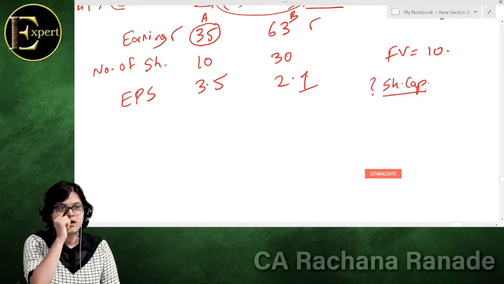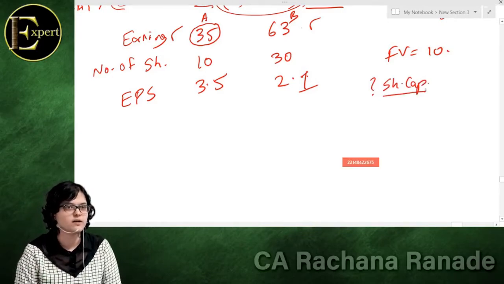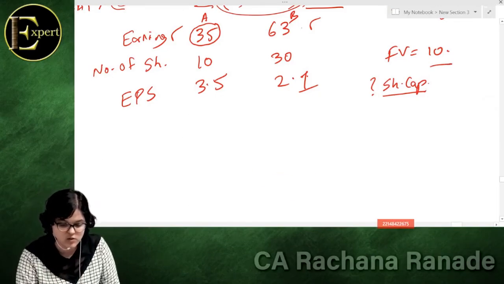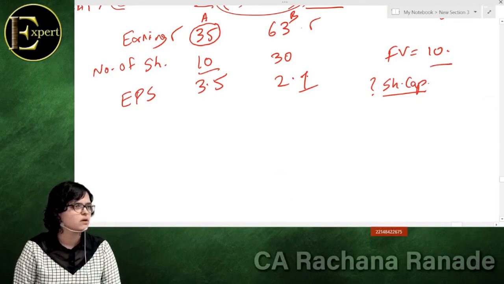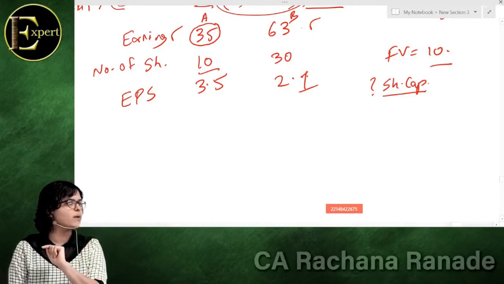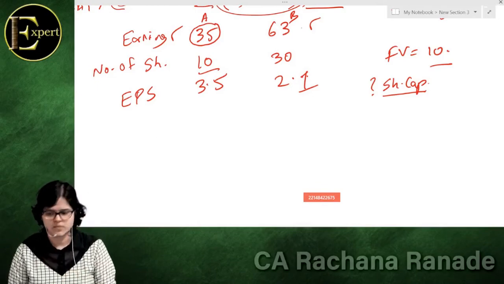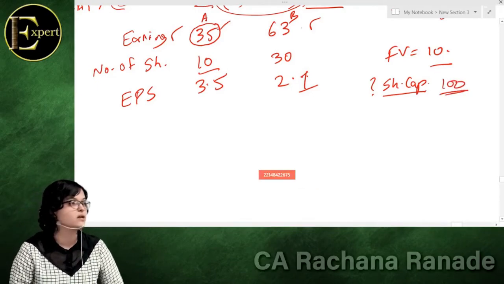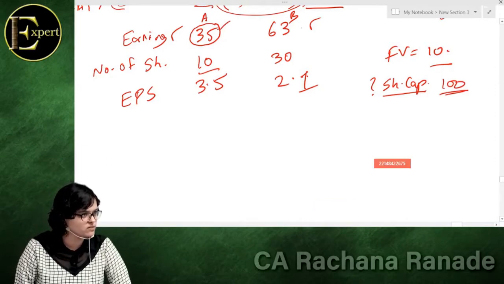Very good. 100. How did you calculate 100? Face value was 10. And how many such 10 rupee shares? 10. How do you calculate share capital? Face value multiplied by number of shares. So with 100 rupees of share capital, this company was earning 35 rupees.